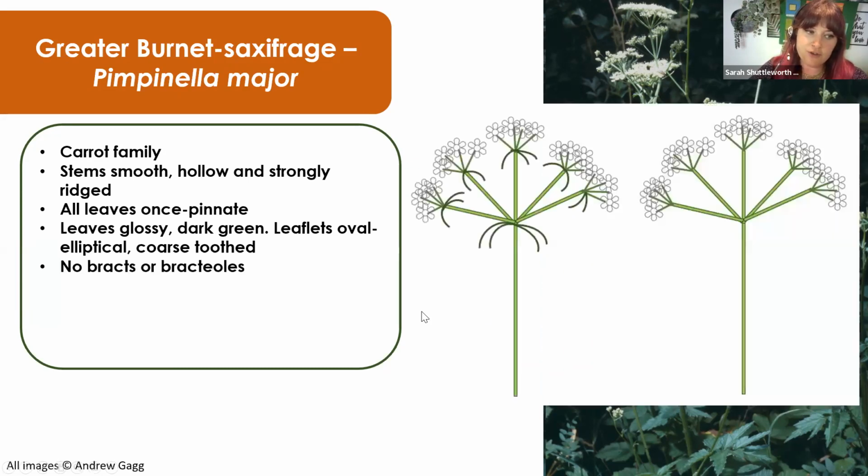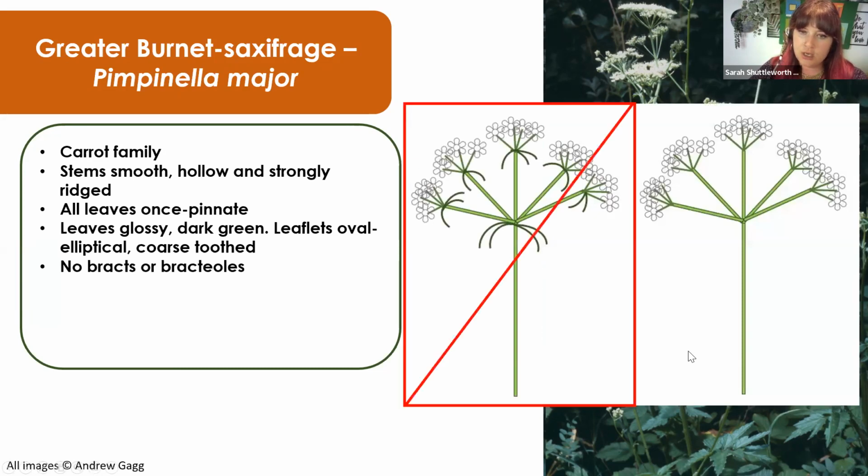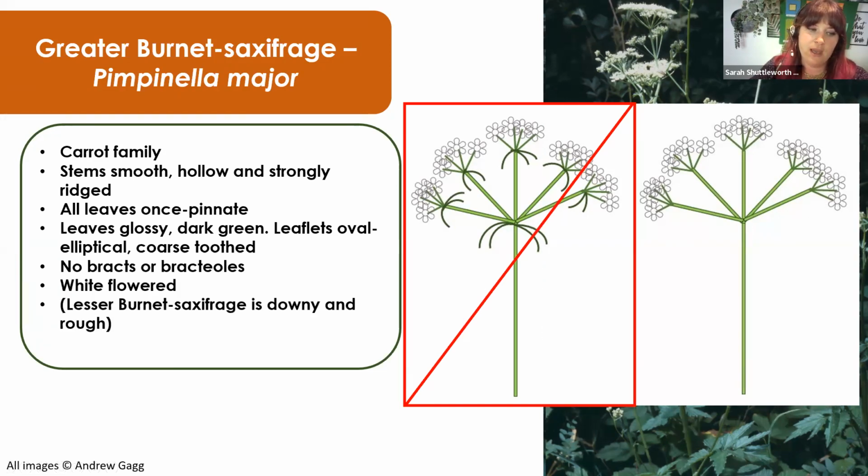Now they have no bracts or bracteoles. So one of the things about the carrot family is these funny little leaf-like bits underneath the individual umbels and the main umbel. The ones at the base of the main umbel are bracts, and the ones underneath each individual umbel are bracteoles. But greater Burnet-saxifrage doesn't have any of these, so it's sort of naked in that respect. It's white flowered, like a lot of these in the family.